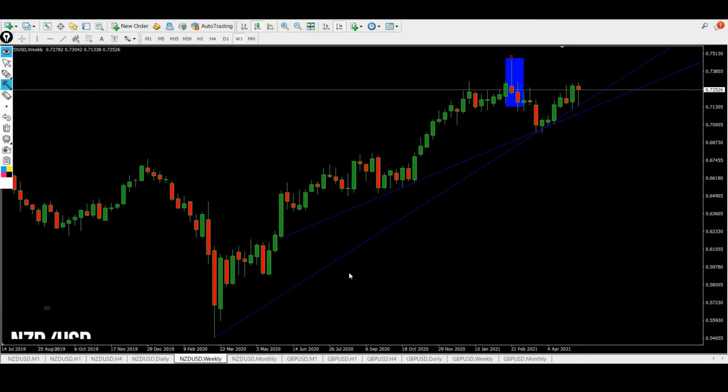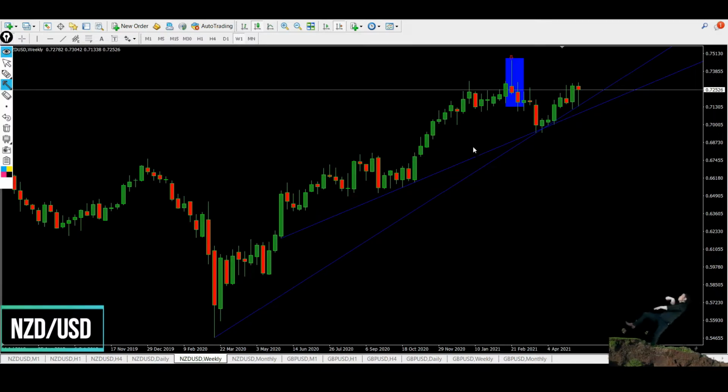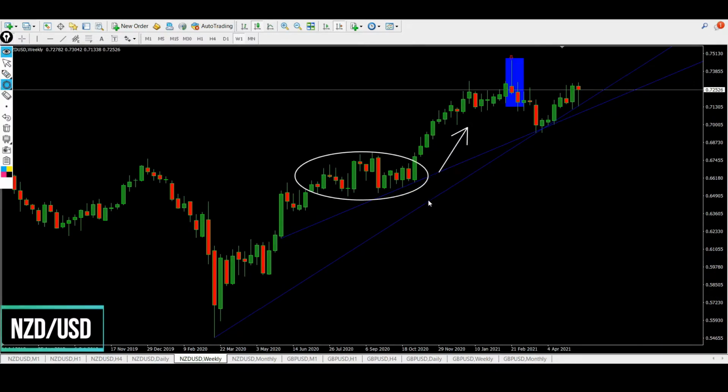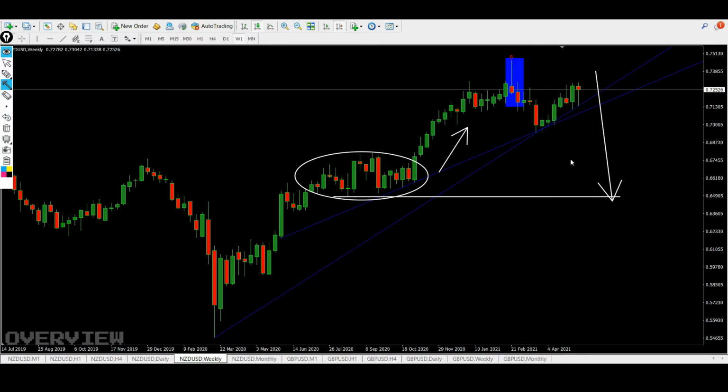Alright, this is a weekly chart. We'll start off with an overview. So since this move up right here, starting from this range right here, was solely based on momentum, in the long term, I am short biased right back down to these pivot lows right here. However, since there's a little bit of momentum still left in this move, in the medium term, I am long biased right back up to this pivot high as a target.